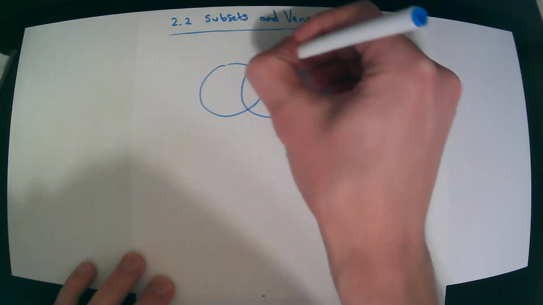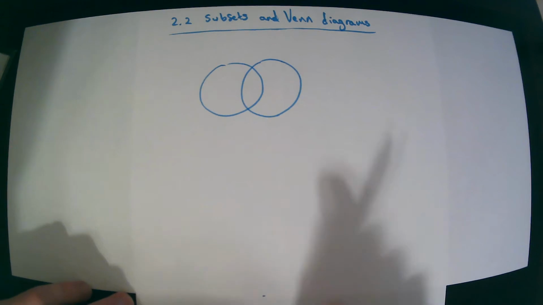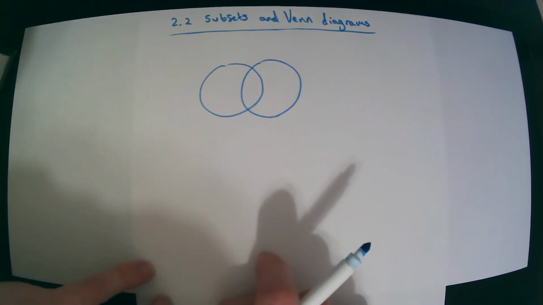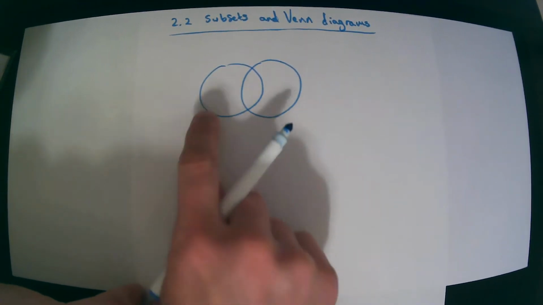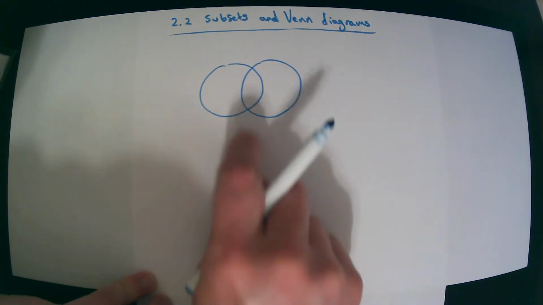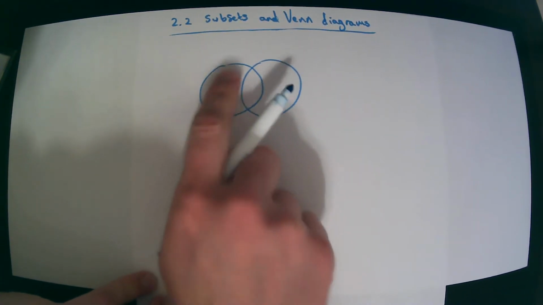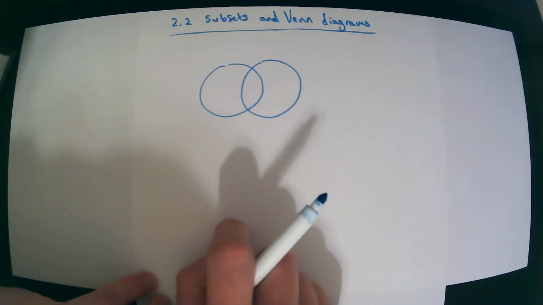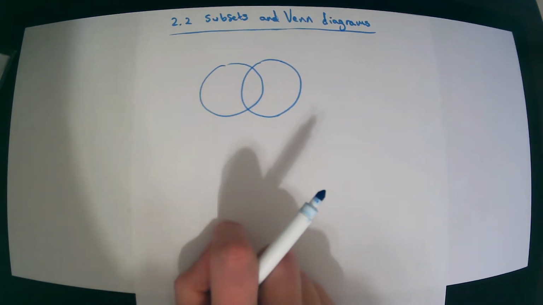Usually the sets are represented by circles, and maybe there might be some overlap between the sets. There doesn't have to be, but this is kind of the most classic case of a Venn diagram. Two sets with a little bit of overlap and a lot of stuff that is not overlapping between the two sets.